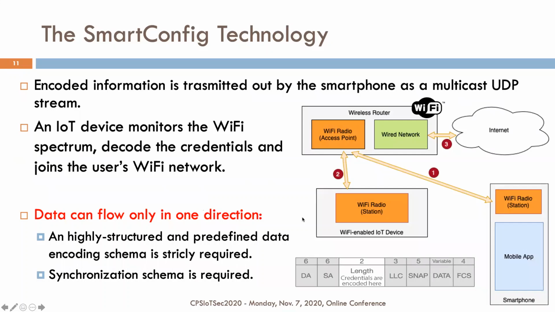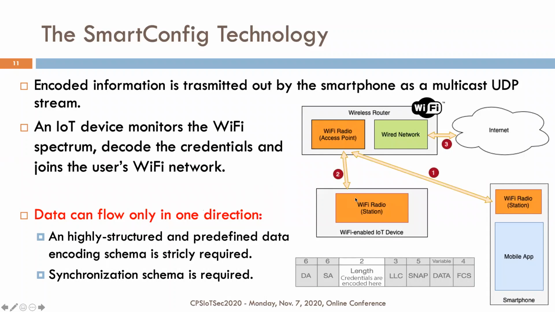It's important to note that data can flow in only one direction, from the smartphone to the IoT device. And this is the reason for multiple security threats. Also, it implies that a highly structured and predefined data encoding schema, as well as a synchronization schema, is strongly required.